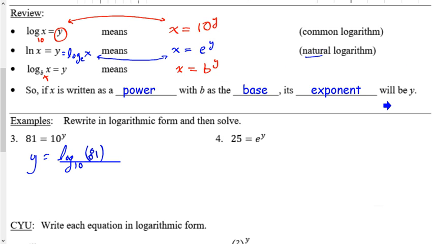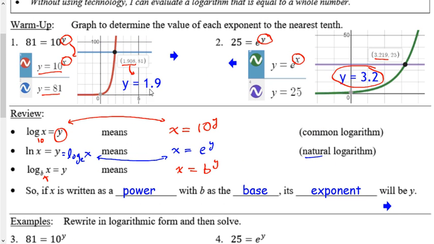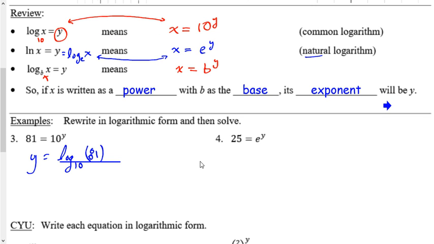Well, that should look familiar. That was our answer in question 1 as well. So this is just equal to, well, approximately equal to 1.9. And we could guess that it's going to be similar for the next one as well. But let's go through the process.